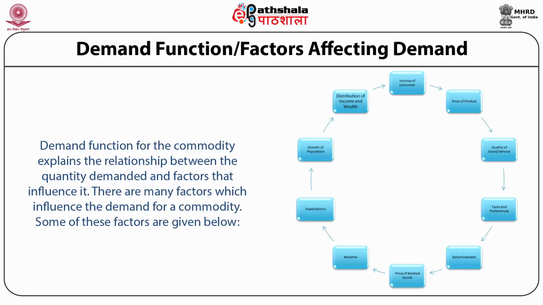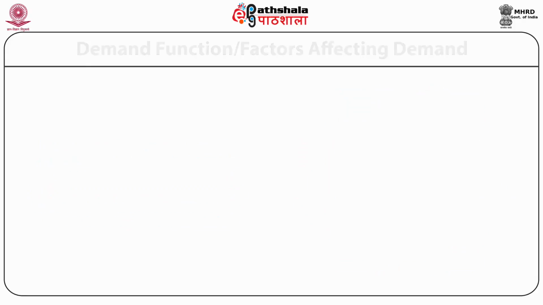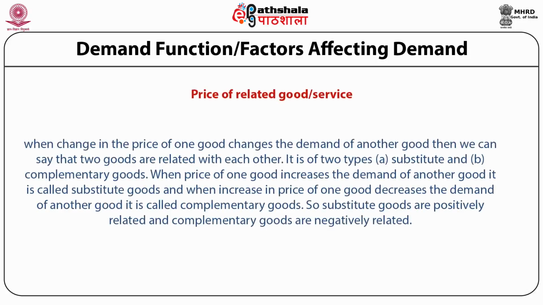There are many factors which influence the demand for a commodity. Some of these factors are given below. When a change in the price of one good changes the demand of another good, then we can say that two goods are related with each other. It is of two types, substitute goods and complementary goods.